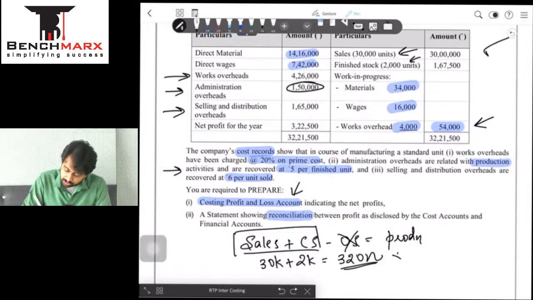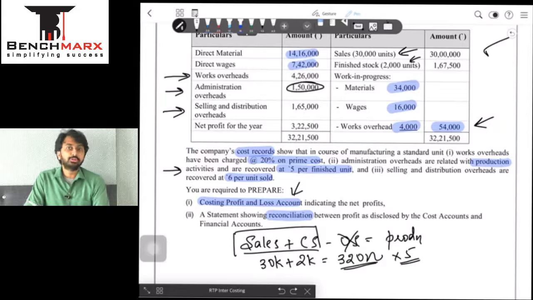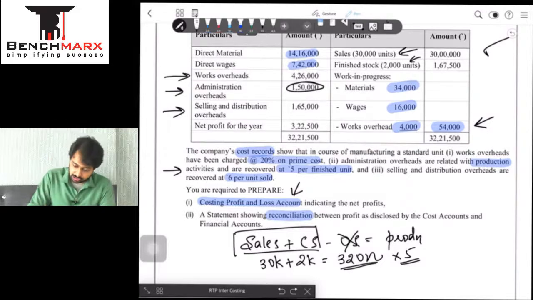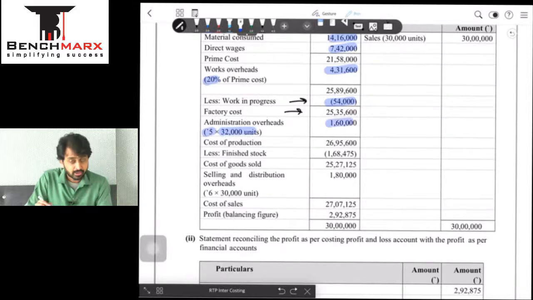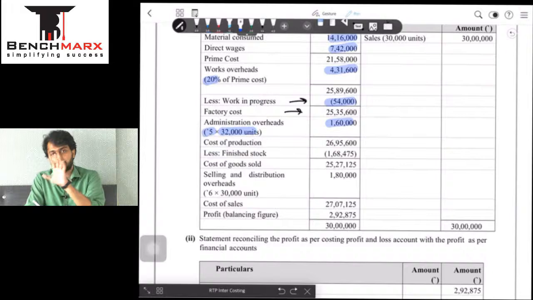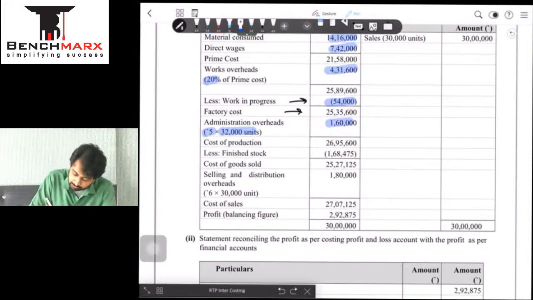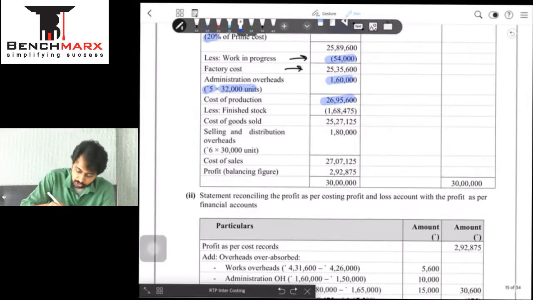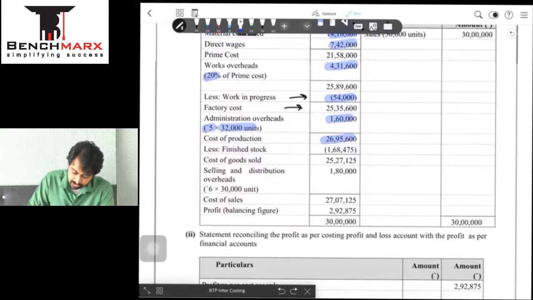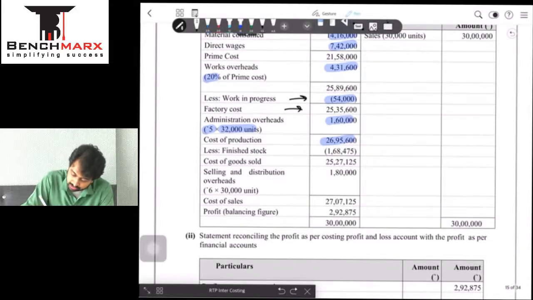And 32,000 into rupees 5 is going to be the admin cost in the cost sheet, and that's exactly what the ICAI has done. 32,000 goods produced into rupees 5, I get my admin costs, which are production based. After this, I get my COP. So what I'll do is this COP of 26,95,000, this is for goods produced. How much is for my closing stock? So have they given the maths? I don't think so. Let's do a small maths.